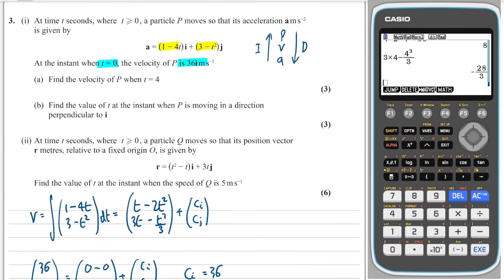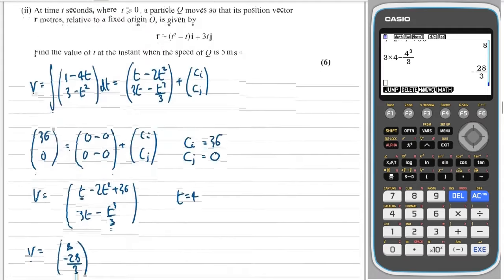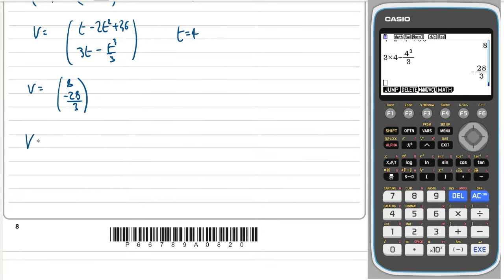Right, next it says find the value of t at the instant when p is moving in the direction perpendicular to i. It's a funny way of putting it, but if we've got j going upwards and we've got i going this way, perpendicular to i is essentially just going up in the j direction. So when is it going straight up? Well, it's going straight up when it has j velocity and no i velocity. So I want the velocity in the i direction to equal 0, and the velocity in the i direction is not that, it's this, so I want that to equal 0.